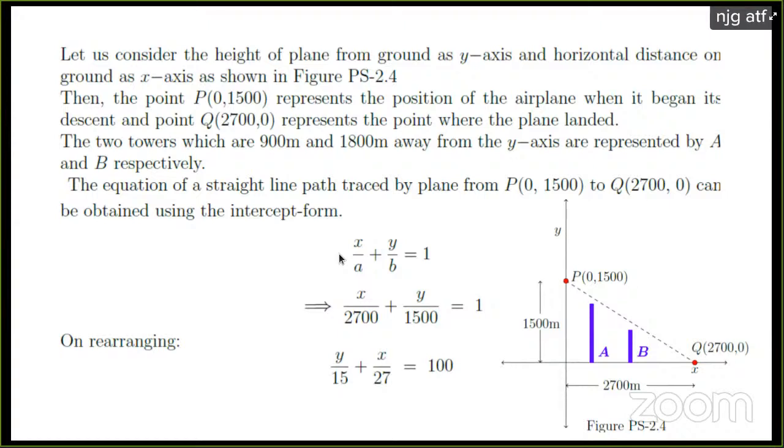Just substitute it and rearrange and simplify it, you will get y by 15 plus x by 27 is equal to 100, which will be the equation of the straight line PQ, which is the plane's trajectory. Okay, this is one part of the question. Yeah, it's clear. The second part.